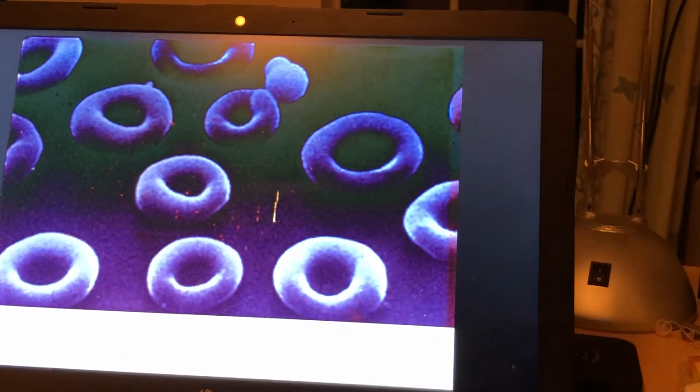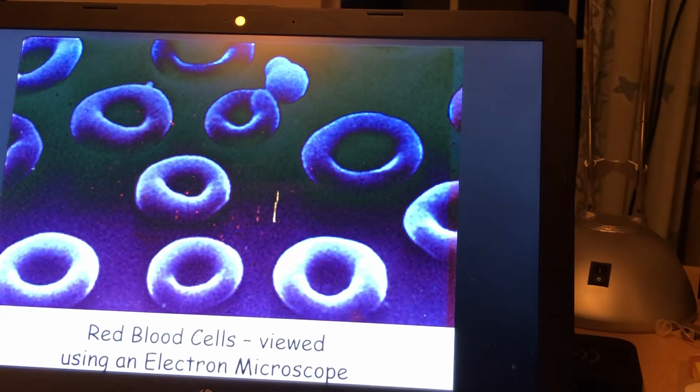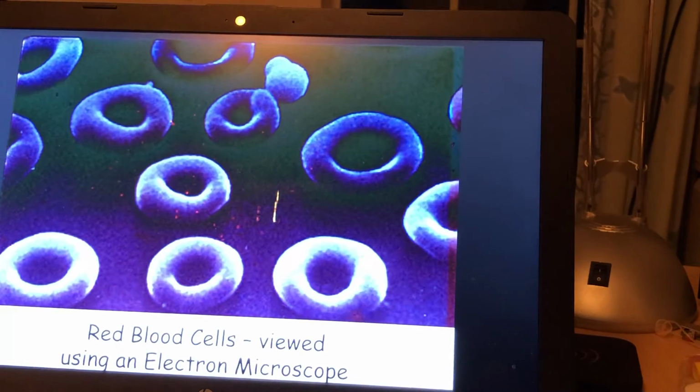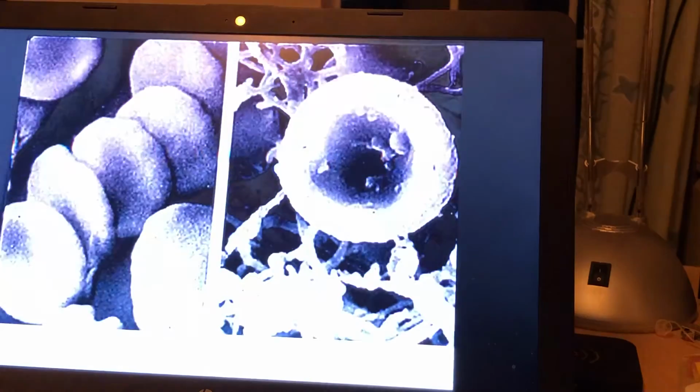This isn't something you'd see in school. These are red blood cells, but they're viewed using an electron microscope. Electron microscopes cost tens of thousands of pounds, and they magnify things about 500,000 times, which is a lot bigger than the 400 times that your school microscopes would magnify things. You can see red blood cells look a bit like donuts. They don't actually have holes, but it dips down there. So you can see the biconcave disc shape.